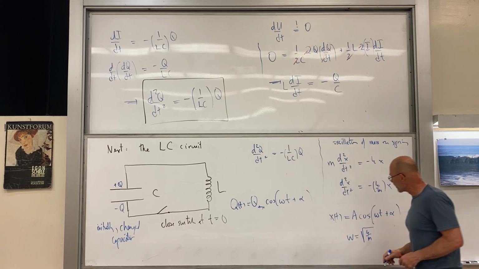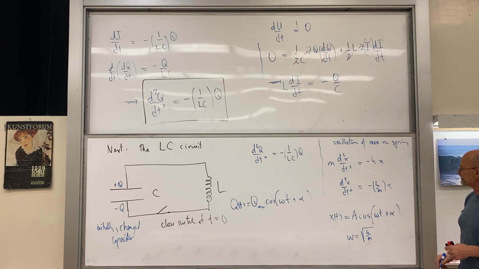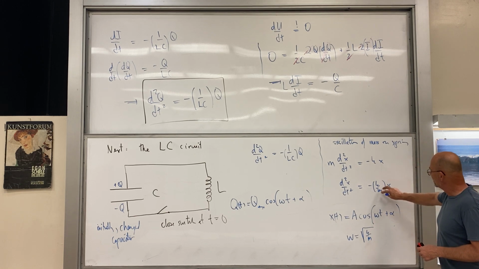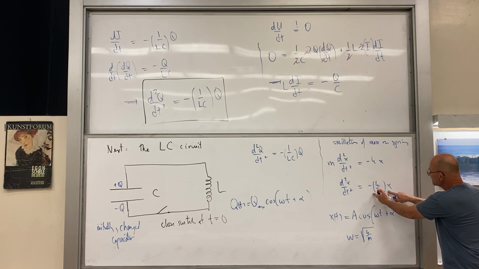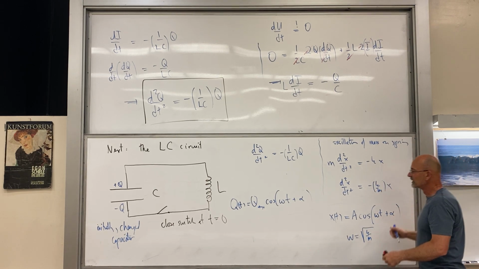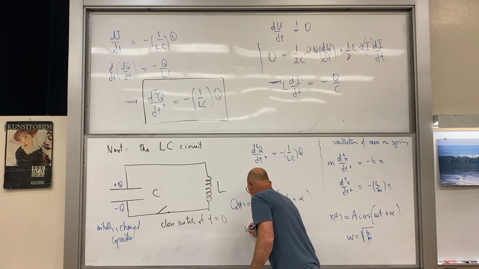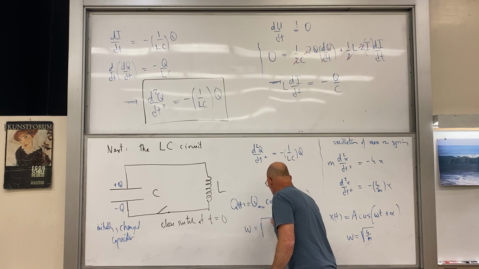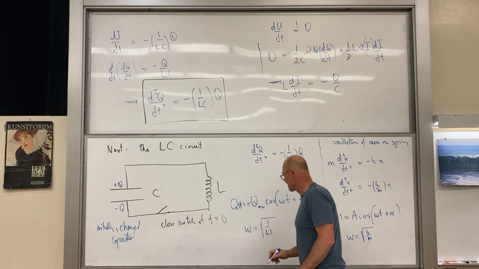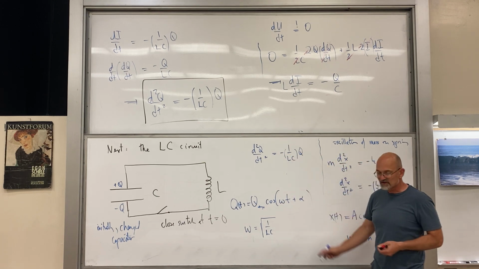What is our omega now? It's the root of whatever this factor was. That's the omega: the square root of the constant factor in front of the variable. So omega is equal to the square root of 1 divided by LC. And that's the frequency of oscillation.